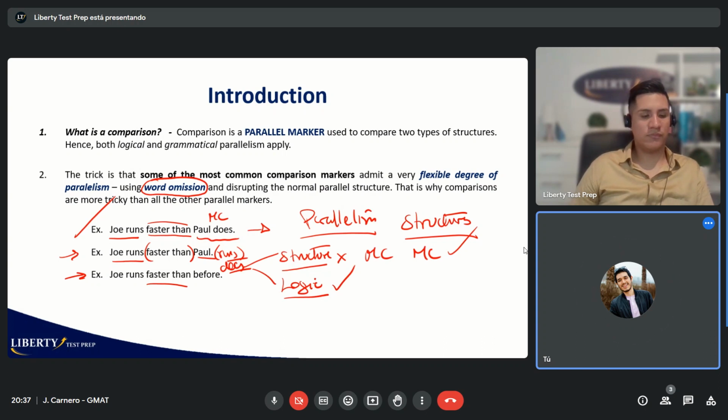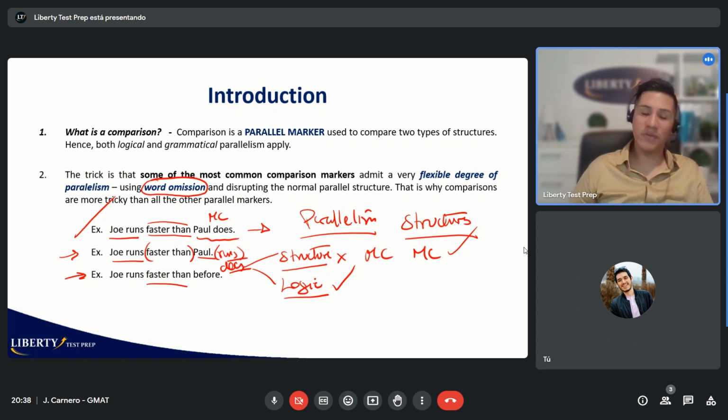So I think here they are comparing Joe to another version of Joe from the past. Yes, I think so too. But let's focus on the structure and the logic. Is that okay or not?